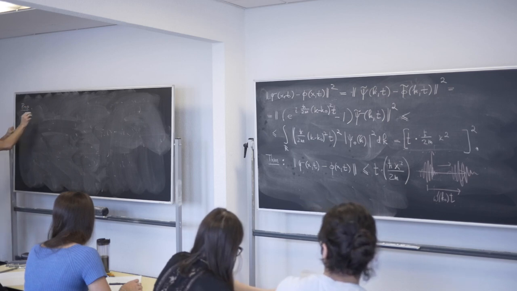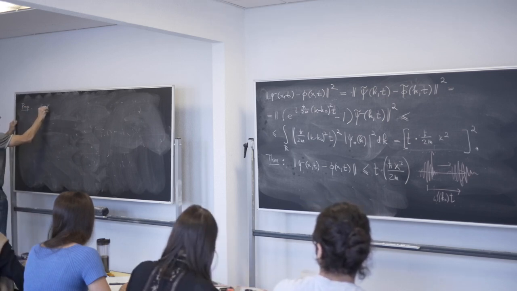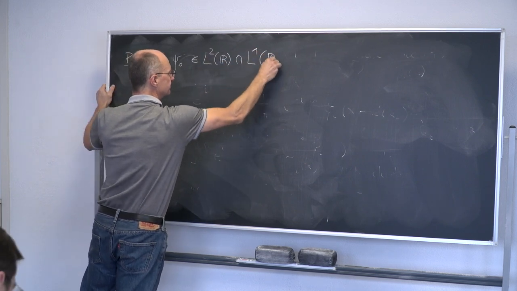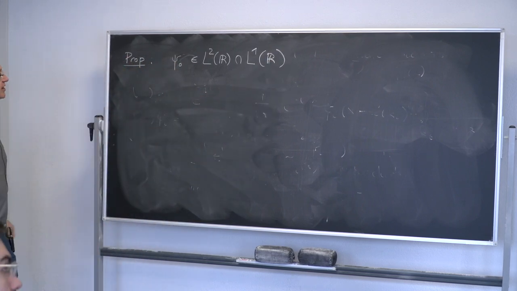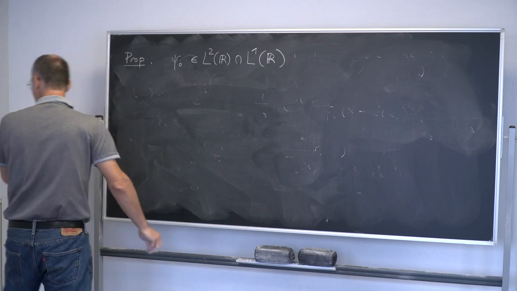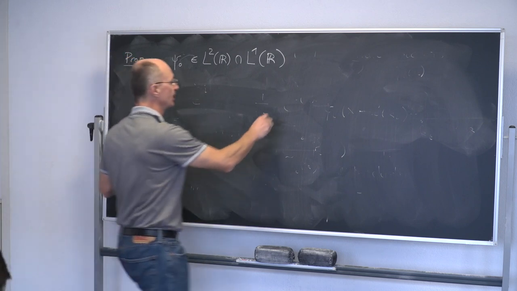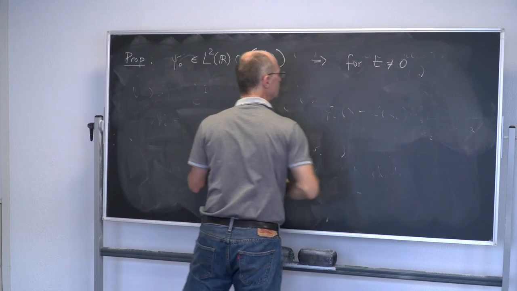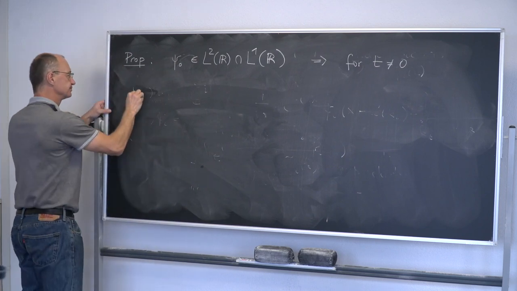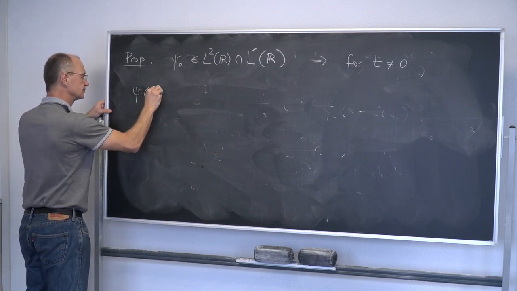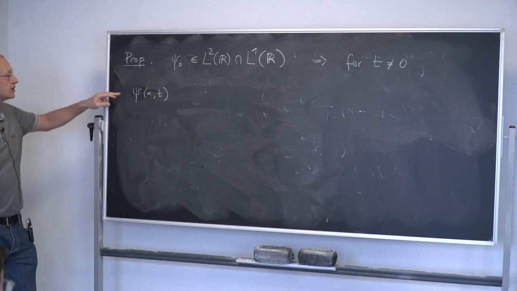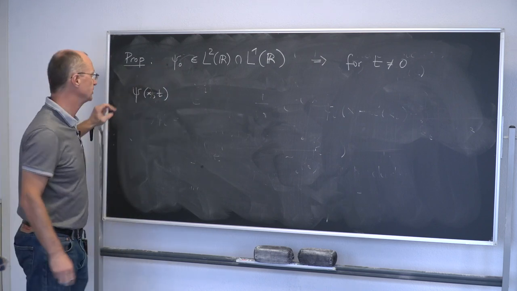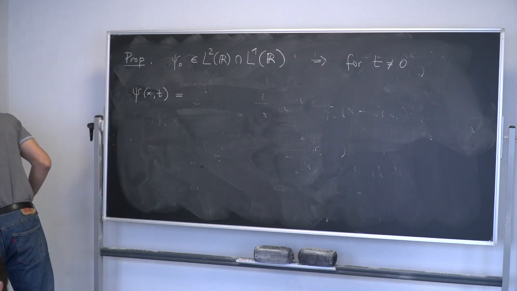So, proposition. Suppose psi naught is in the intersection of L2 and L1. Then for t non-zero, we have the following formula for the solution of the time-dependent Schrödinger equation with the initial condition psi naught.